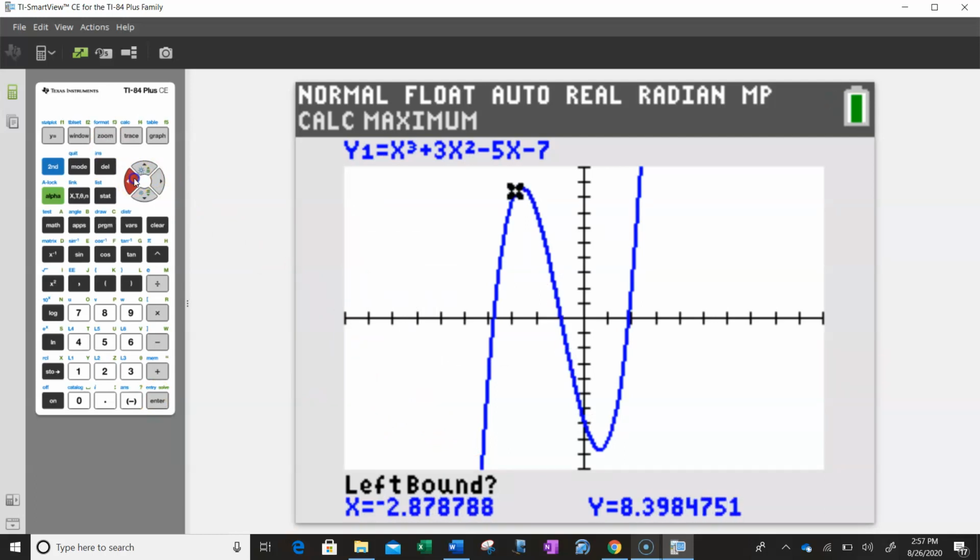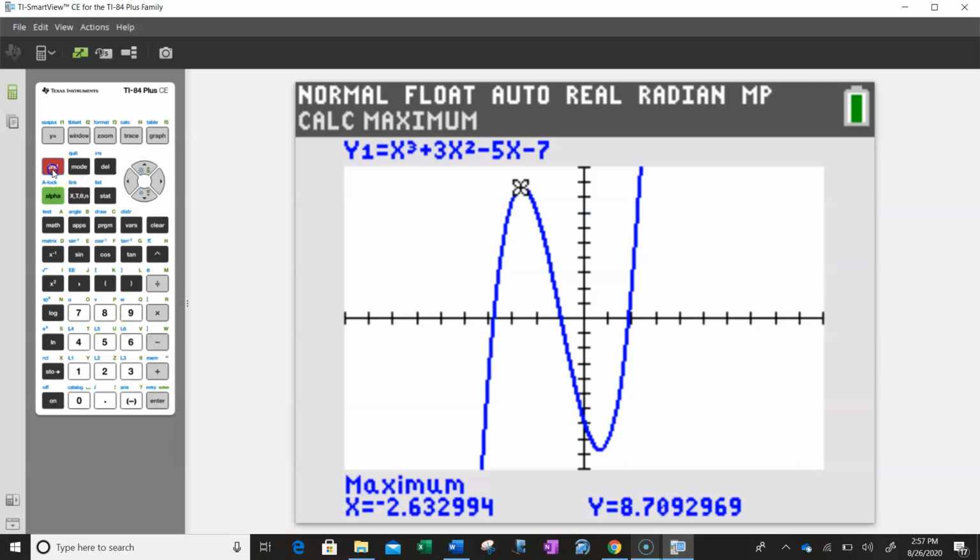So I'm going to go to the left of that maximum, press enter to get the left bound. Go to the right of that maximum, press enter to get the right bound. Then when it says guess, if you'd like, you can guess about where it is. Press enter, and bam, there's our maximum. Go ahead and write that down. Normally I say 3 decimal places, and we should, but for what we're doing right now, just at least round it to 1 decimal place.